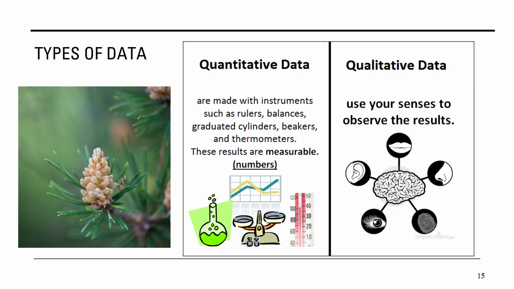So quantitative data, that's things that you can actually measure. Just think this is numbers, right? This is how much does something weigh, how long is it, what's the temperature, something that you can put into numbers. Qualitative data is based on your observations.